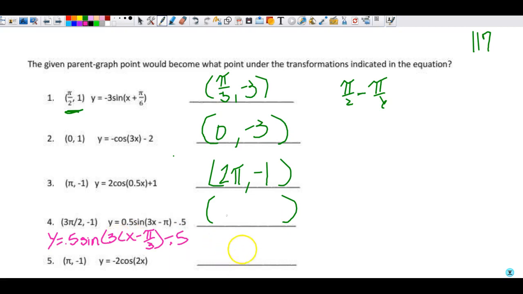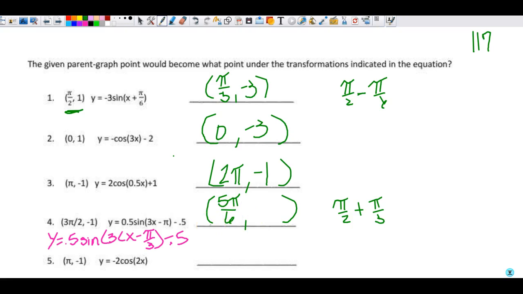Okay, I just erased it and rewrote it so it wasn't in the way down here. All right, so I'm going to take my x value, which is 3 pi halves. The first thing I do is divide it by 3. And 3 pi halves divided by 3 is just pi halves. Then I'm going to have to add pi thirds. So pi halves plus pi thirds. I've got to get my common denominator. So that would be 3 pi sixths plus 2 pi sixths gives me 5 pi sixths. Very hard for me to say.